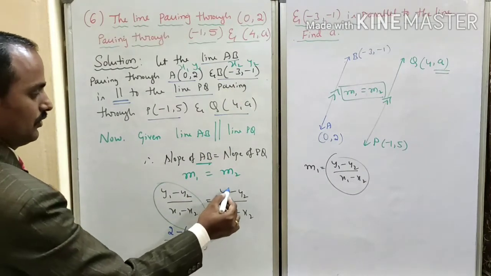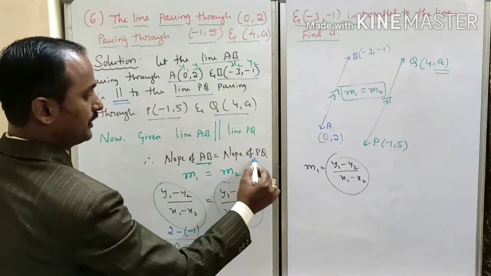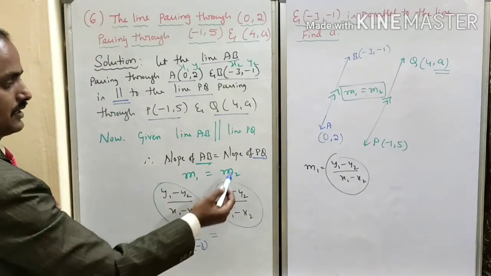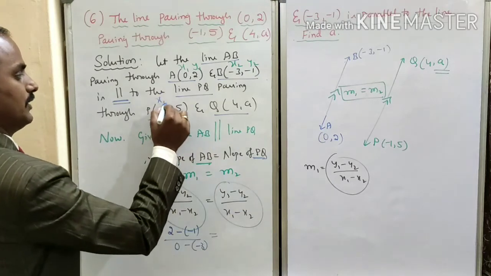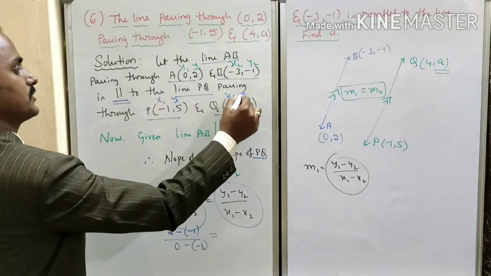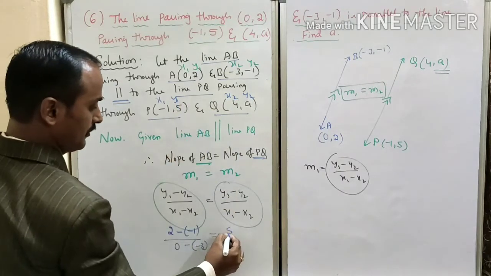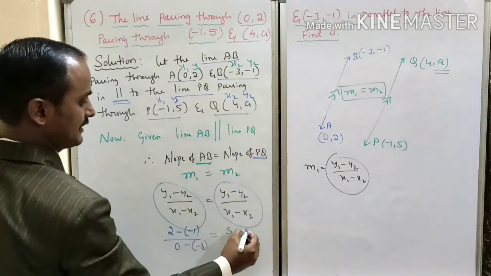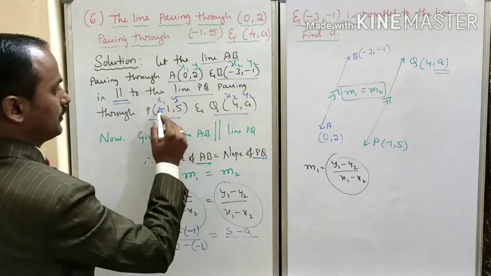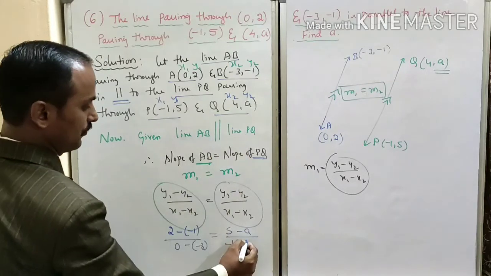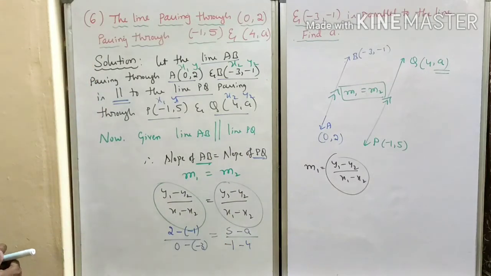Now for this one I am substituting the coordinates of PQ. Why? Because slope of AB equals slope of PQ, and this is x1 y1, x2 y2. See, the y1 coordinate is 5 minus y2 coordinate a, upon x1 coordinate minus 1, in the formula minus, x2 coordinate 4. Now I will simplify this easily.